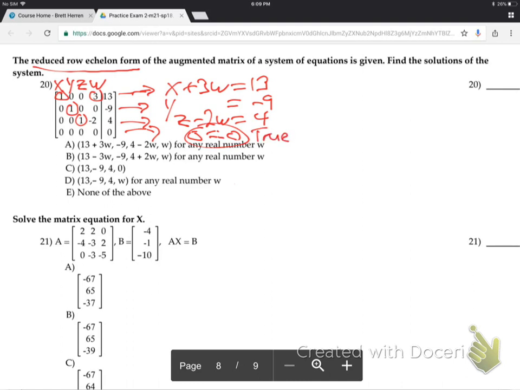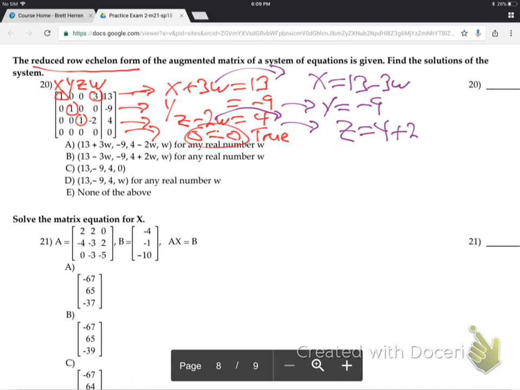All right, so then basically we solve the first three equations for X, Y, and Z. So move this over. So X will be 13 minus 3W. Y will be minus 9. Nothing to do there for Y. And Z, getting Z alone, moving the 2W to the other side for plus 2W on that. So then we look for that answer, and we see it here on B. 13 minus 3W, minus 9, and 4 plus 2W. Let's go on to 21.